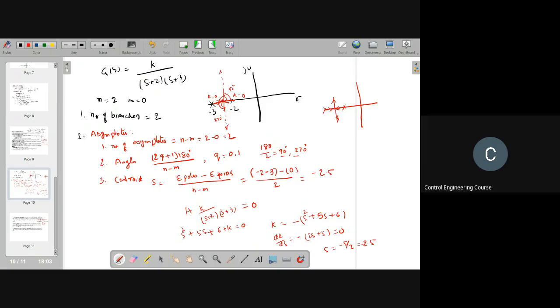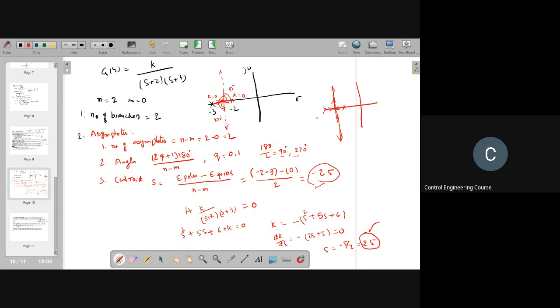So in this case, both the centroid and this one coincide, but they do not always coincide like this. So this is the real point, whereas this is the asymptotes intersection point. At this point, the real breakaway happens. From here, one will follow this asymptote, another will follow in this direction. So this is the root locus for this example. Is it clear? Yes, ma'am.